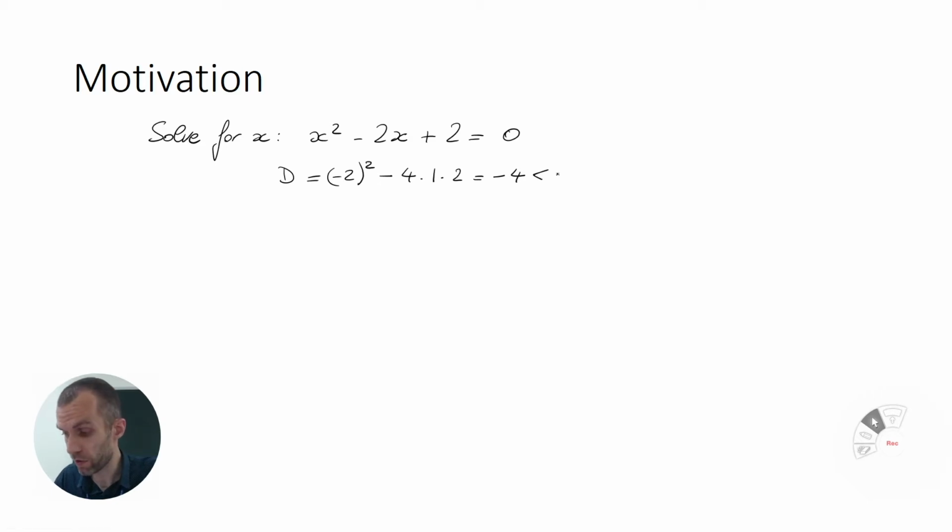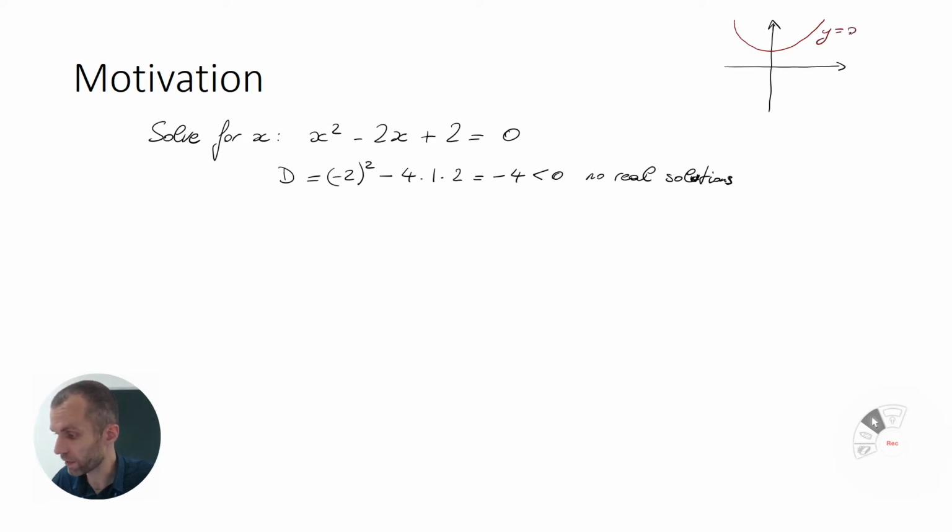And in particular, this is a negative number. So you've been taught up until this point that there are no real solutions. So in particular, if you draw the graph of y equal to this expression of x, you will get a parabola which lies entirely above the x-axis. But let's try and persist a little bit, and let's keep on calculating with what we have here.